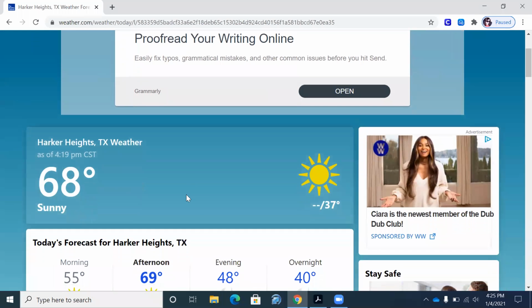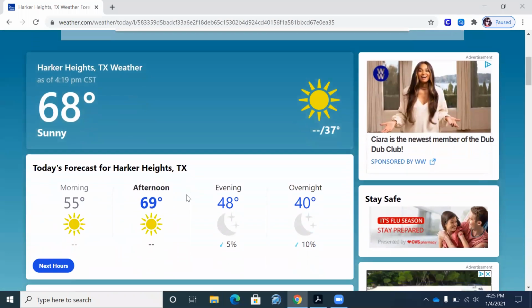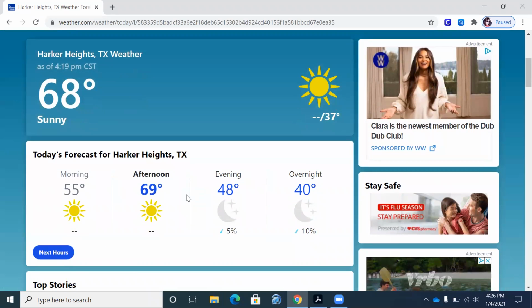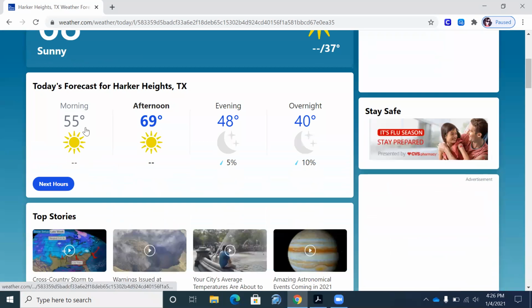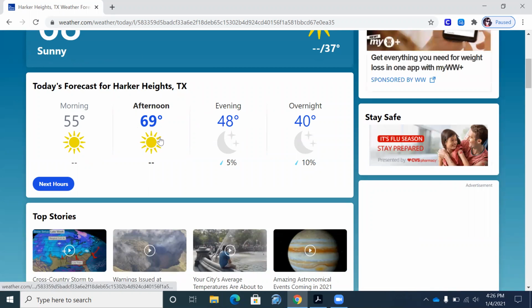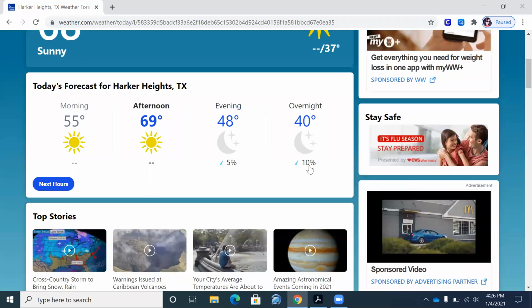If you were to keep scrolling, you'll be able to find more information about how it is throughout the entire day. In the morning it was about 50 degrees with sunshine. That's what it is right now. And then we have the evening, 48 degrees with a 5% chance of rain. So that's very little. But then as the night continues on, there is a higher percentage of rain, but only 10%, which is not too much.